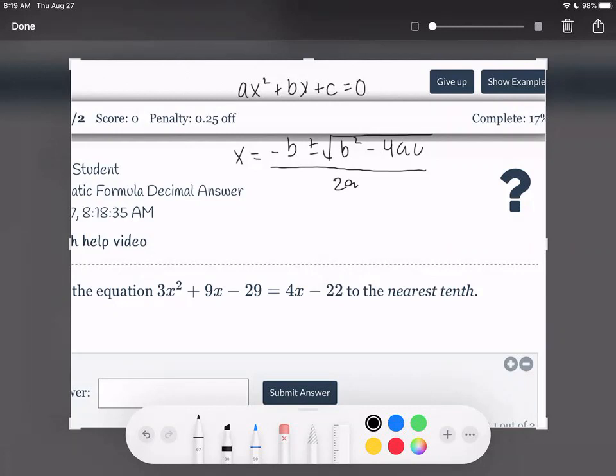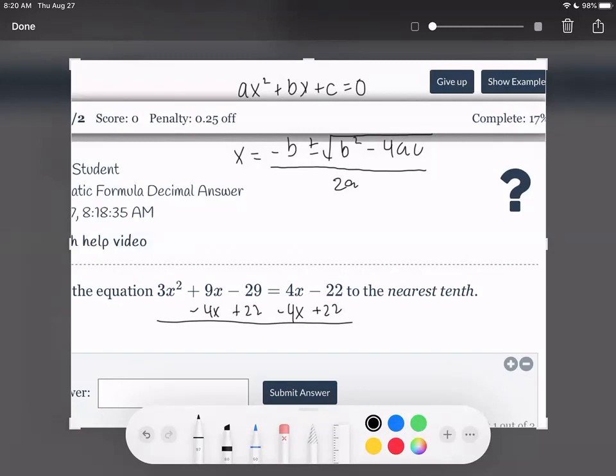So in order to make sure our equation equals 0, what I'm going to do is bring these two pieces to the left. How do I do that? I'm going to subtract 4x and add 22, just the opposite of the symbols that you see here. So I'm going to subtract 4x and add 22, because whatever you do to one side, you must do to the other.